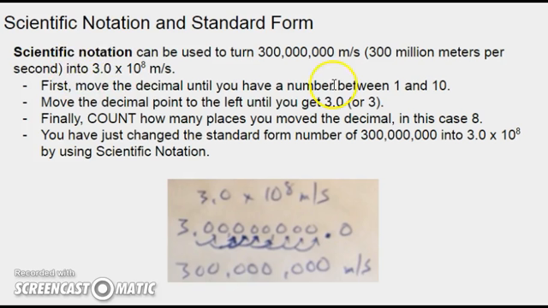First, move the decimal until you have a number between 1 and 10. So we take this 300 million, and we're moving this decimal to the left. You'll see that there are 8 zeros, because I want to get 300 million into 3.0. So I move the decimal point to the left until I get 3.0, or 3. Finally, count how many places you move the decimal, in this case 8. You have just changed the standard form number of 300 million into 3.0 times 10 to the 8th. Notice there are 8 zeros.